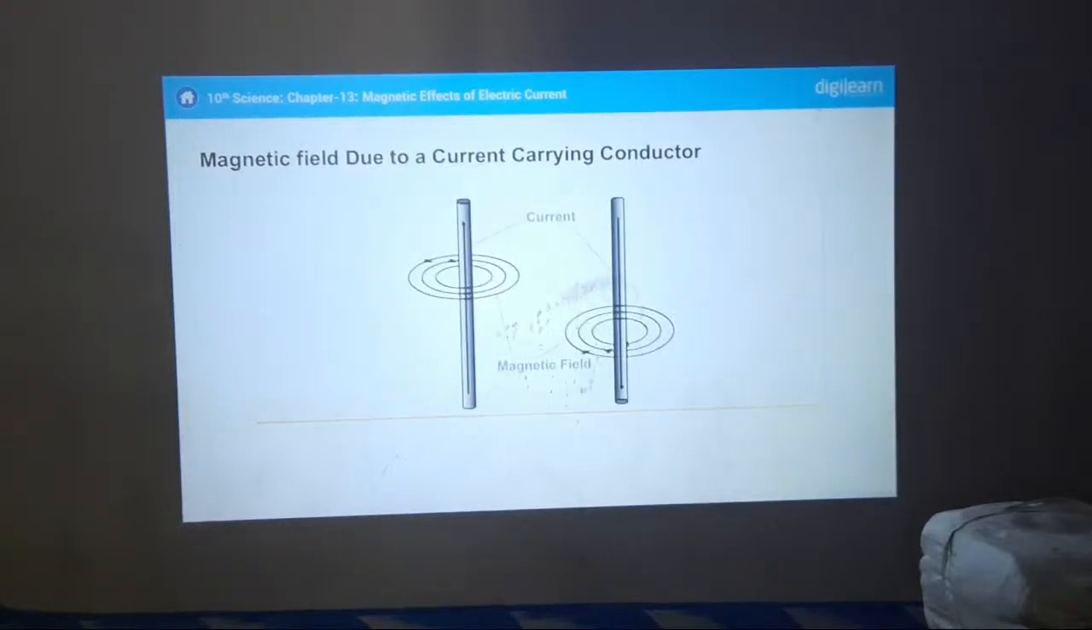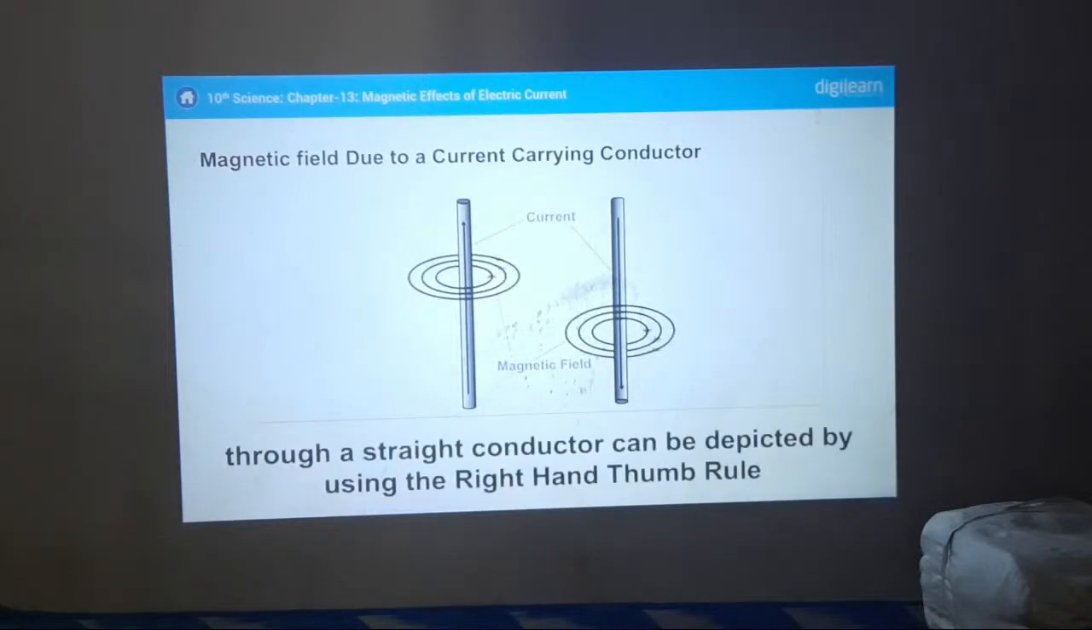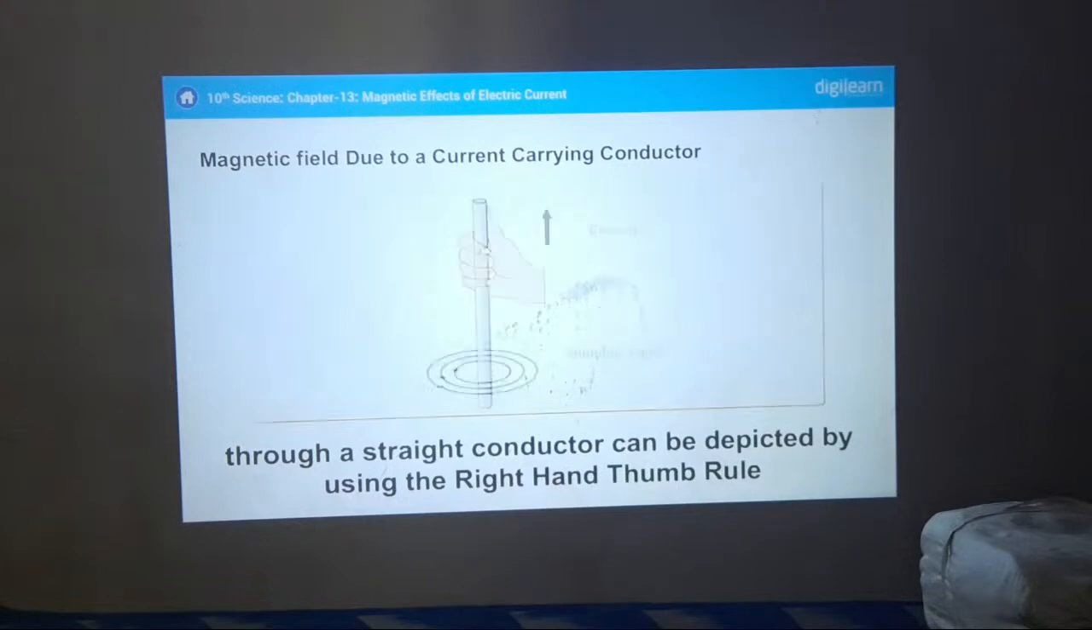Right hand thumb rule, current, magnetic field. The direction of magnetic field in relation to direction of electric current through a straight conductor can be depicted by using the right hand thumb rule. It is also known as Maxwell's Corkscrew rule.